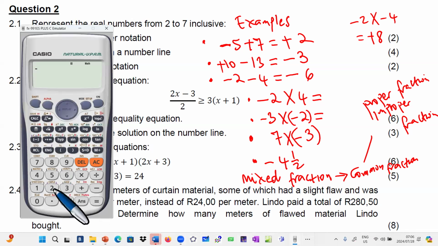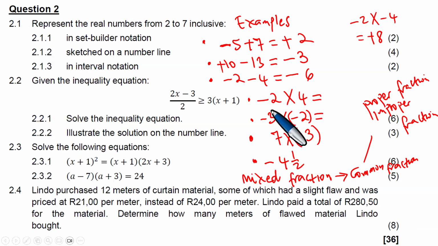Here's a calculator, and we have minus 2 minus 4. I'm using the calculator to confirm our result. And minus 2 minus 4 is indeed a minus 6. Okay, we're good. So it's a minus 6. Next.